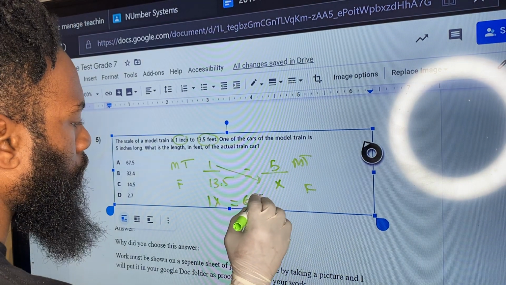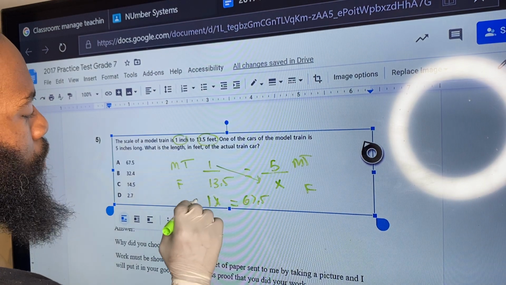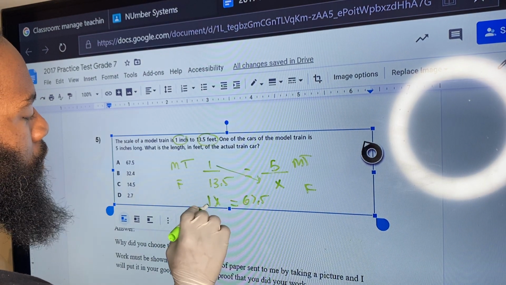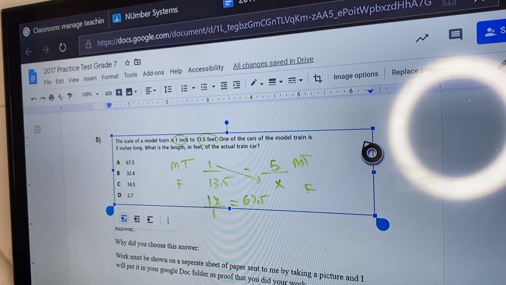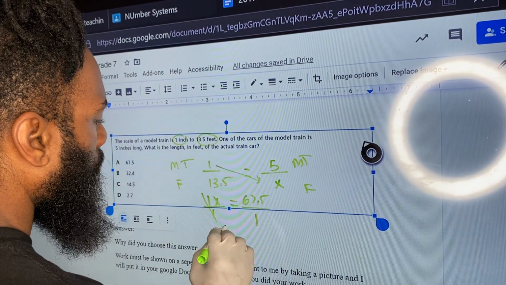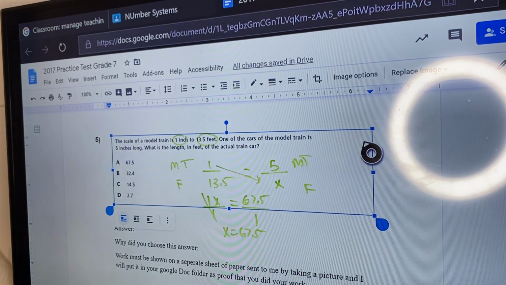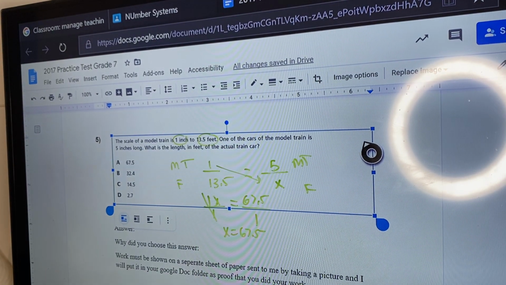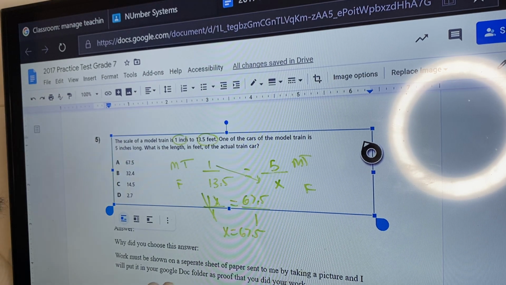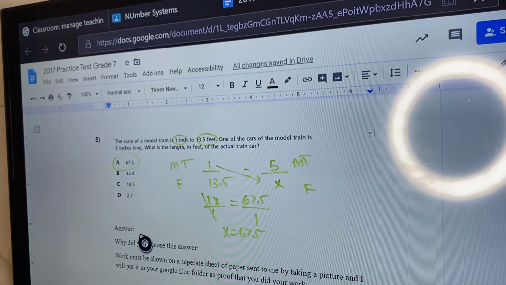67.5. Now to get the x by itself, you divide, because this is multiplication. 1x is 1 times x. So you divide on both sides. Good, that eliminates it. Divide by 1. X equals 67.5, and that would be A. So you want to answer that. Click your answer, cursor, put A.